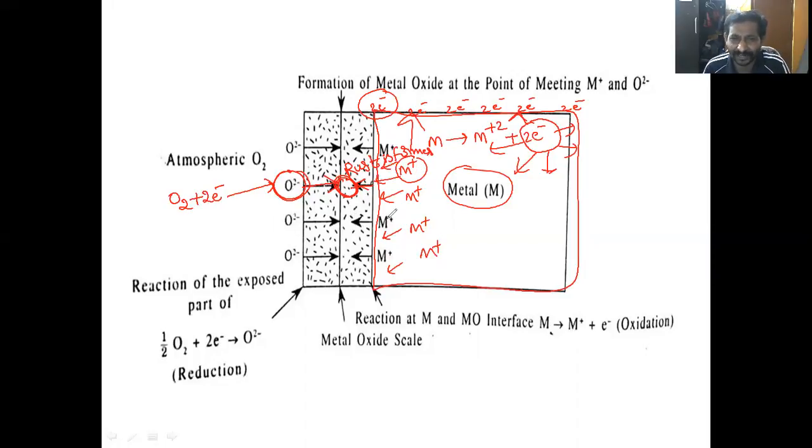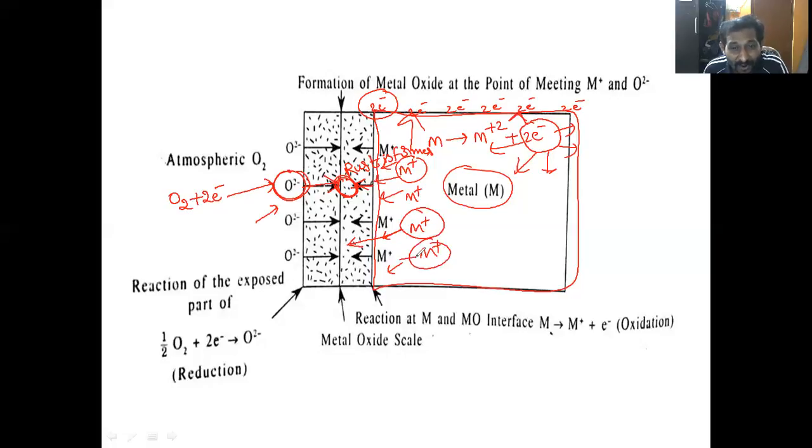Here another question will come. Which ion will move faster? Here the anions are there, and here the cations are there. Which ion moves fast, either the cation or the anion? Generally, cations have a smaller size compared to anions. That's why cations move faster at the surface of the metal.